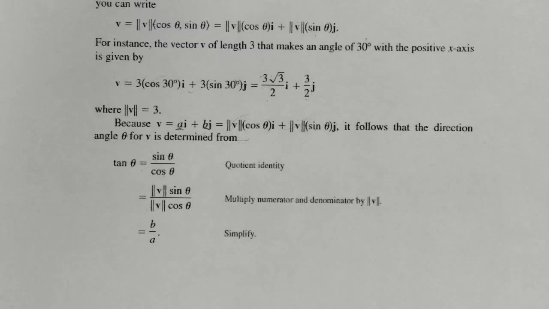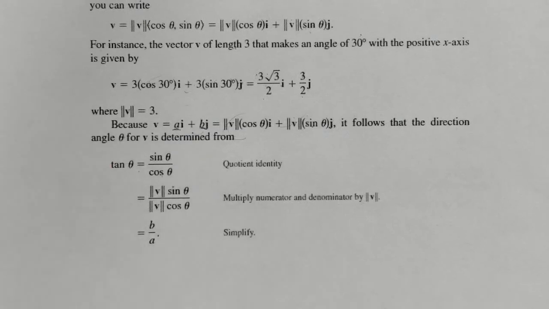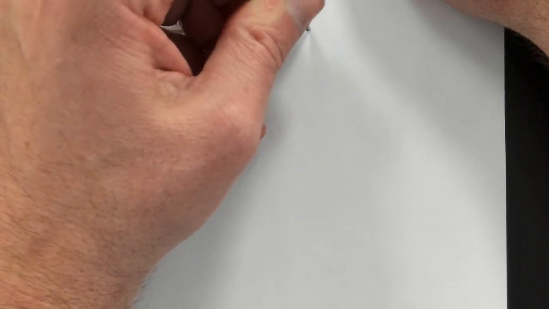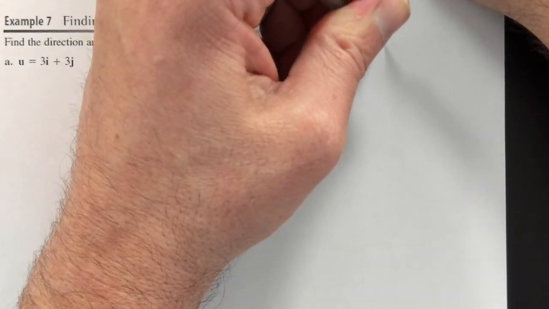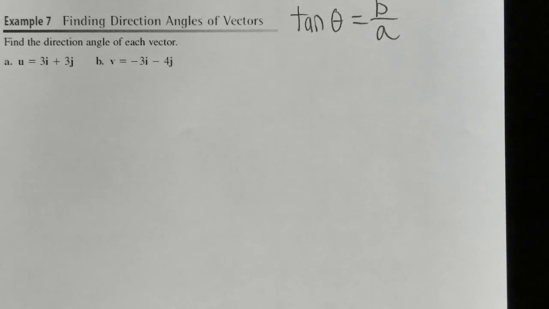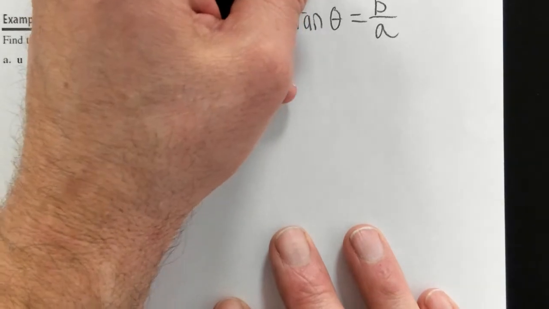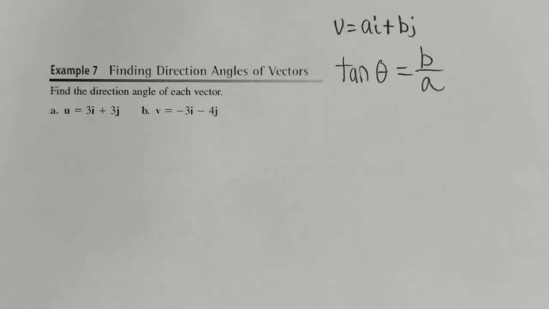Okay, so again, we can use b over a from this form to help us determine what the direction angle is going to be. So let's take a look at some problems now. And so remember, tangent of the angle is equal to b over a. Tangent of the angle is equal to b over a, and this is the general form for that vector. The vector in the linear combination form is going to be ai plus bj. All right, that's where your a and your b come from.